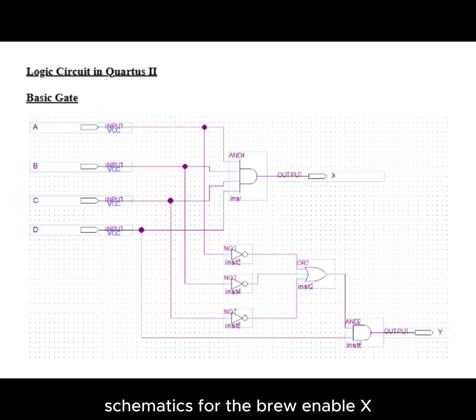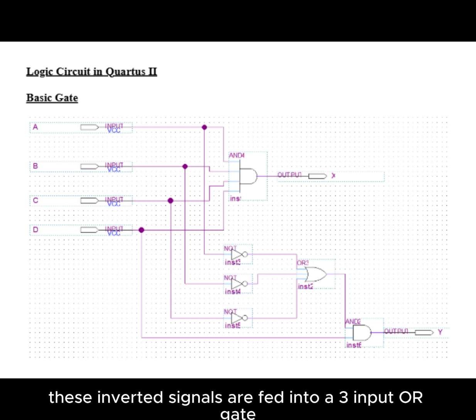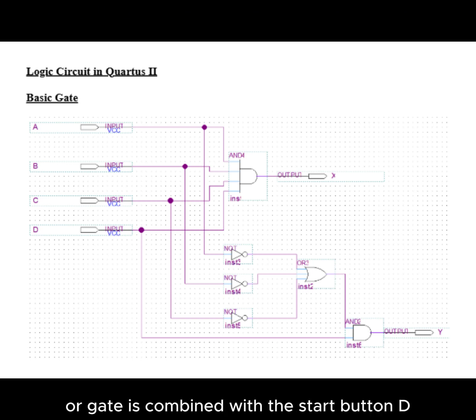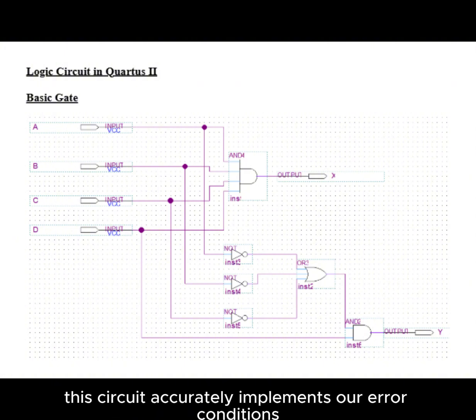For the brew enable X, we use a single 4 input AND gate connected directly to A, B, C and D, simple and efficient. For the error indicator Y, we implemented the more complex expression. First, we use 3 NOT gates, instance 3, instance 4, instance 5 to invert A, B and C. Second, these inverted signals are fed into a 3 input OR gate, instance 2. And finally, the output of this OR gate is combined with the start button D using an AND gate, instance 6, to produce the final Y output. This circuit accurately implements our error conditions.